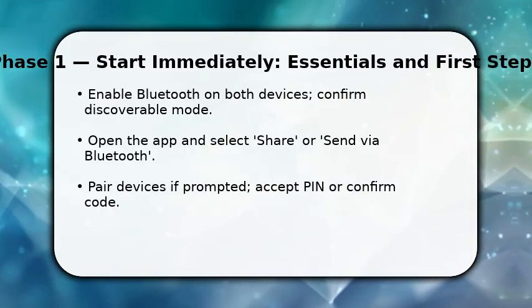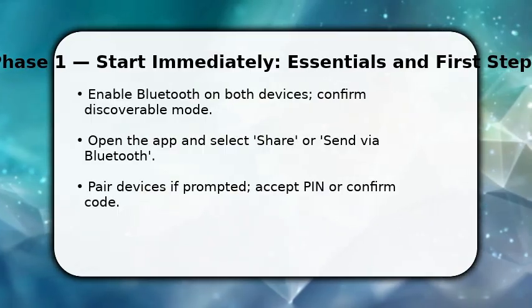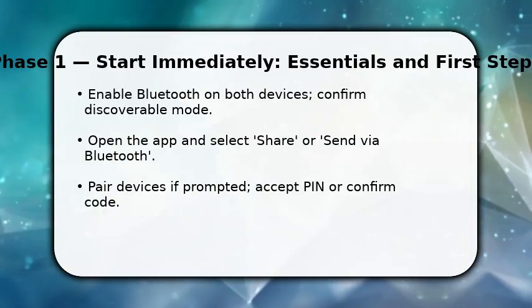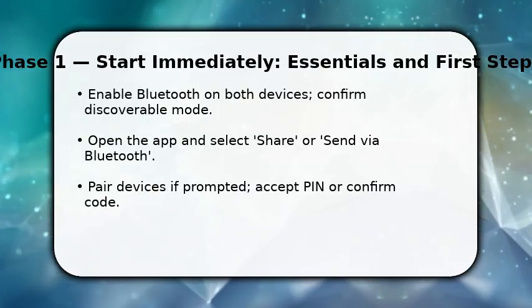Open the app you want to send and choose its share or send option, then select Bluetooth as the transfer method. When a device appears in the list, tap it to initiate pairing. Make sure you accept the pairing PIN on both devices.